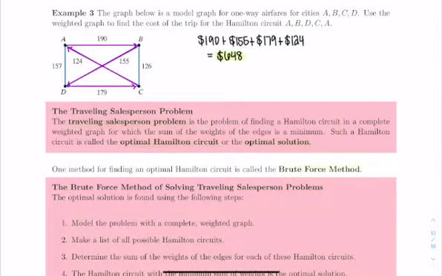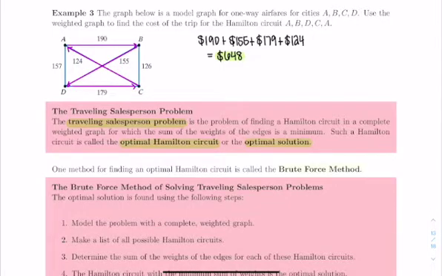The traveling salesperson problem is the problem of finding a Hamilton circuit in a complete weighted graph for which the sum of the weights of the edges is a minimum. Such a Hamilton circuit is called the optimal Hamilton circuit or the optimal solution.